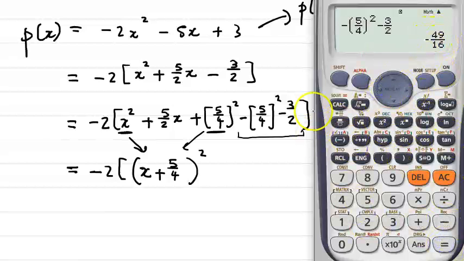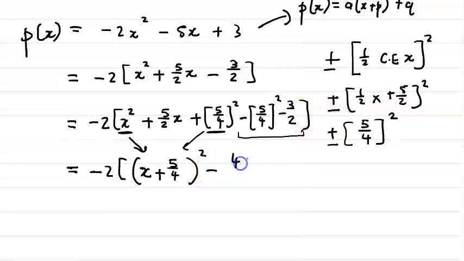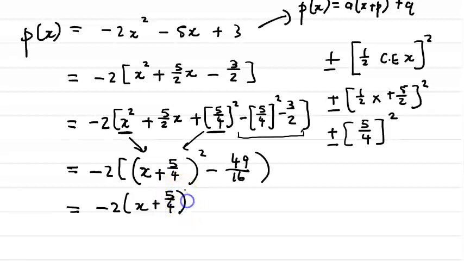That's minus 49 over 16, equals 2. So now let's take minus 2 into the brackets. So that'll be minus 2 into x plus 5 over 4 all squared. Minus times minus is plus. 2 goes into 2 one time and 2 goes into 16 8 times. So that's going to give us 49 over 8.